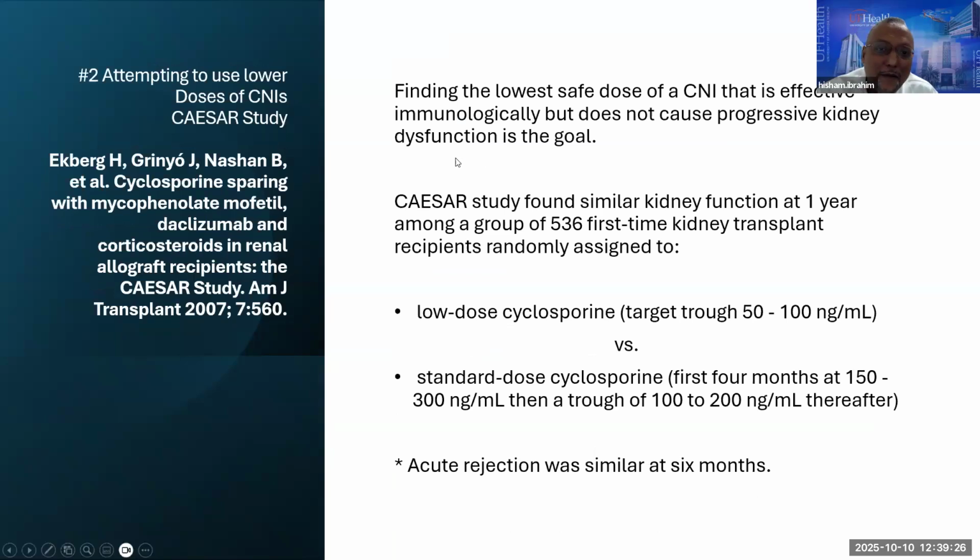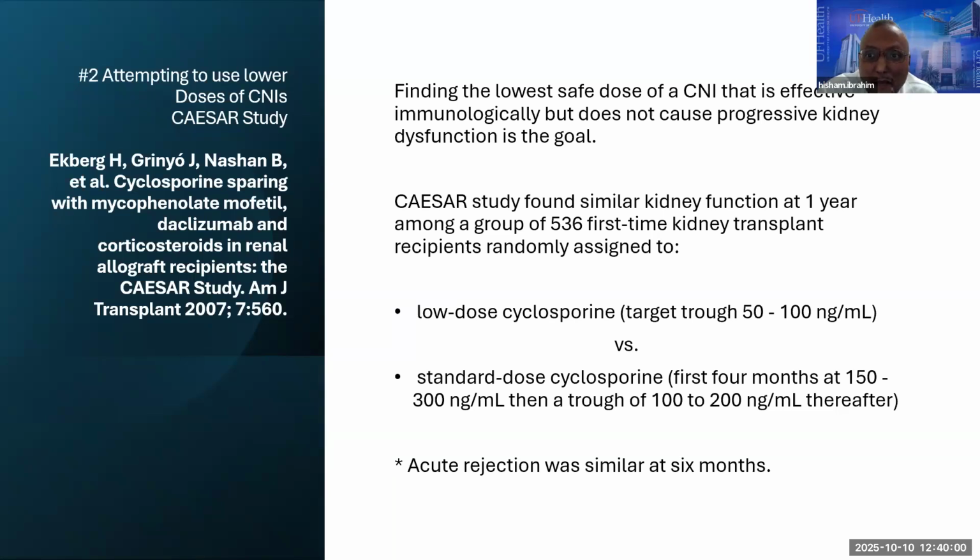And there have been a lot of studies. These are difficult studies to do because you're trying to avoid precipitating a rejection. The goal is to try to find the lowest CNI dose that is effective immunologically, but does not cause toxicity. You don't want to precipitate rejection, but you want to find as low a dose as you can.